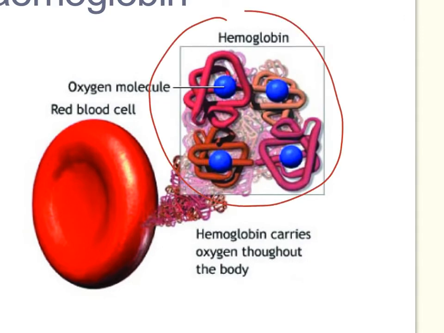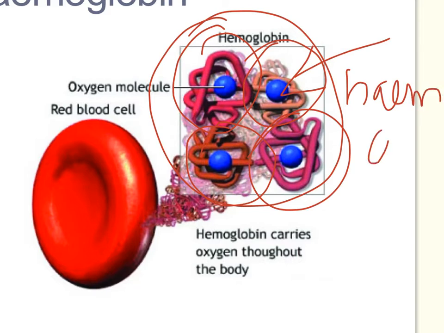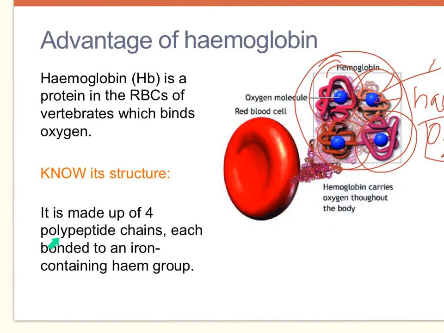You can see here we've got hemoglobin. It has 4 polypeptides, which are basically long chains of amino acids that can chain again to form a protein. In each of the polypeptides, it's what's called a heme group, H-A-E-M, and each of those heme groups binds a molecule of oxygen. So paying attention over here, it's made up of 4 polypeptide chains, each bonded to an iron-containing heme group.